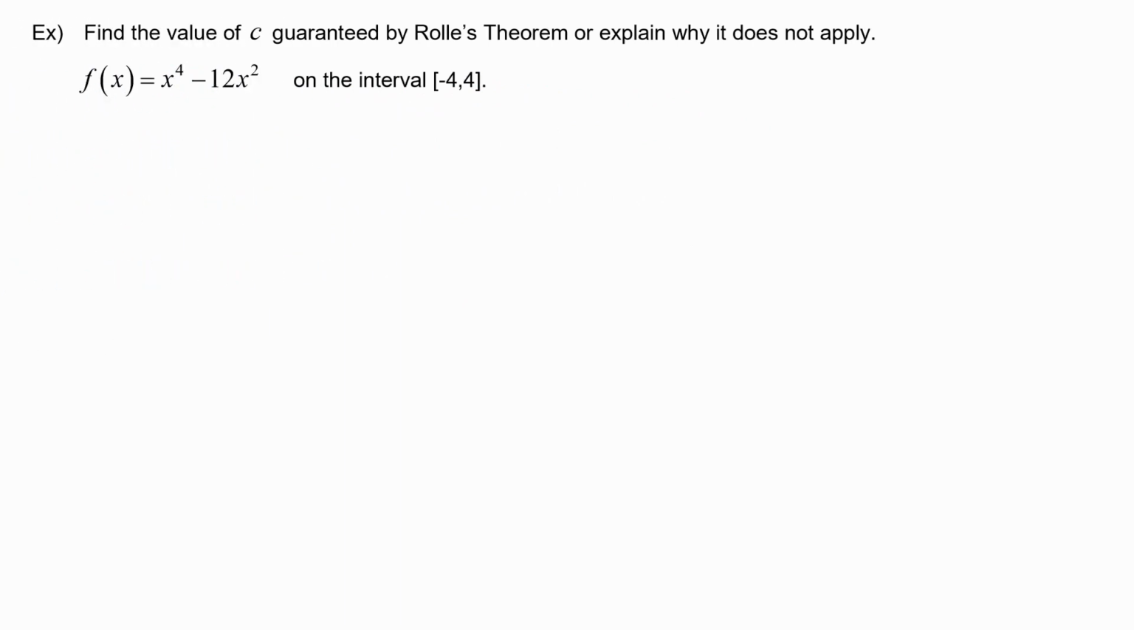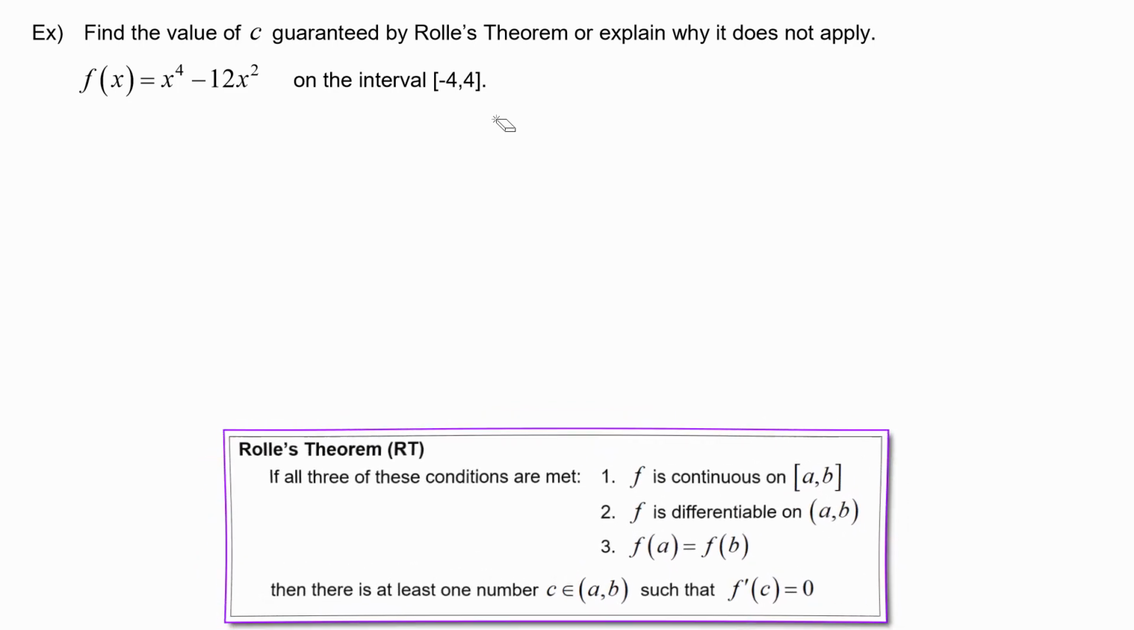Find the value of c guaranteed by Rolle's theorem, or explain why it does not apply. We are given f of x equals x to the 4th minus 12x squared, on the interval from -4 to 4. In order to apply Rolle's theorem, we first have to satisfy all three conditions of the hypothesis.